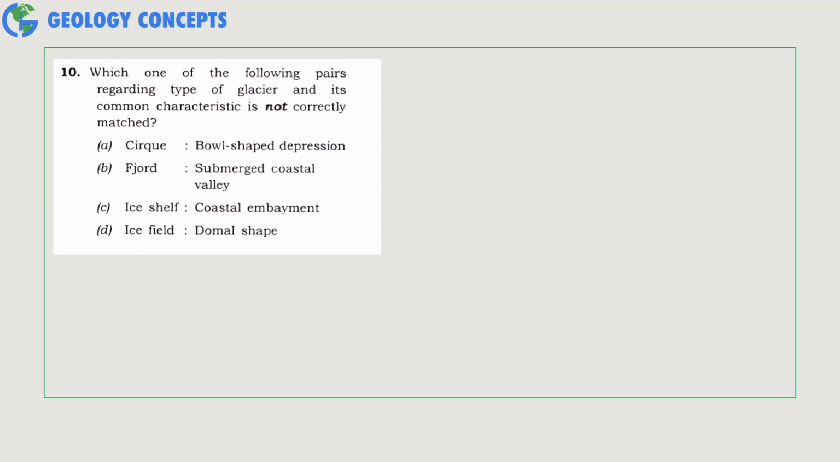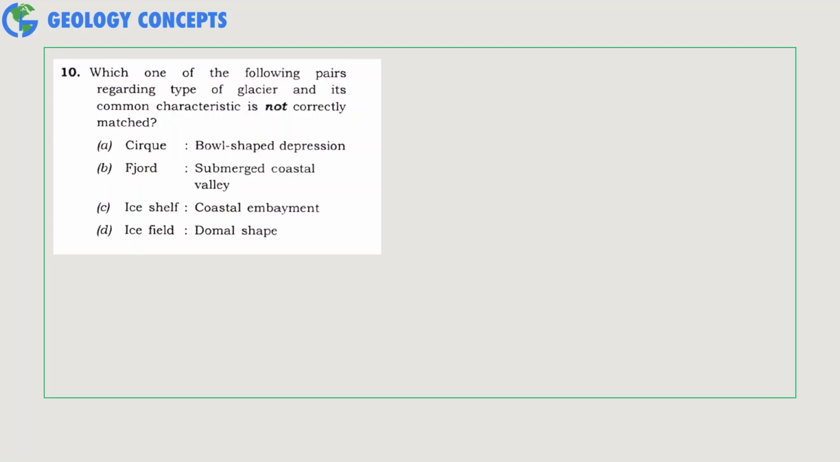Well, an ice shelf is a thick floating platform of ice attached to land and projected out to sea. These ice shelves fringe the periphery of coastal embayments in Antarctica, Greenland, and Canadian Arctic islands. An ice shelf is attached to the coast of an ocean or lake along at least one edge. So option C is also correct. That is, an ice shelf is a feature that is related to coastal embayment.